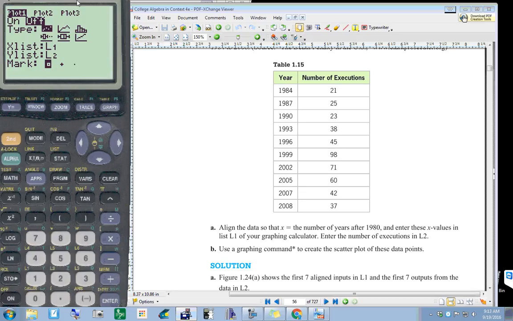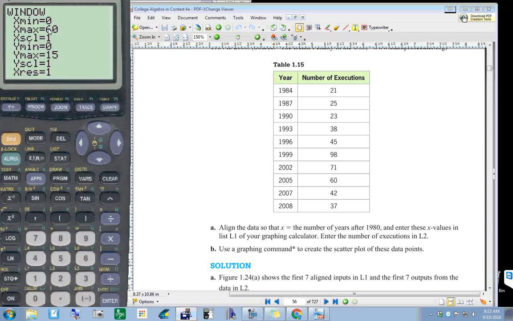So I hit enter. You'll notice how it's flashing on the On. If you press enter again, now it turned it on. This tells me that it's just going to plot dots. X list is coming out of L1, Y list is coming out of L2, and it's going to use little squares to do that. Now, window.